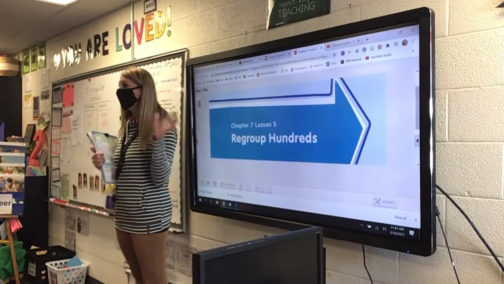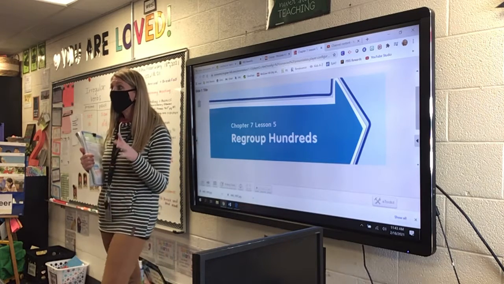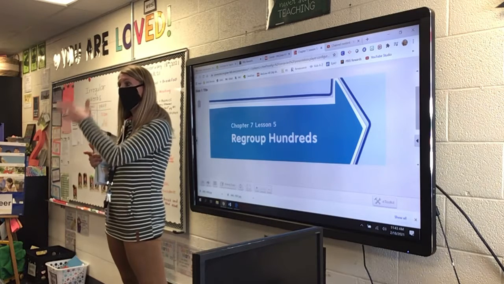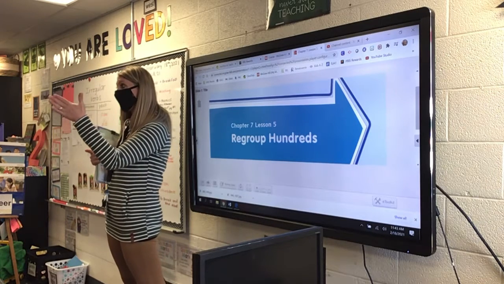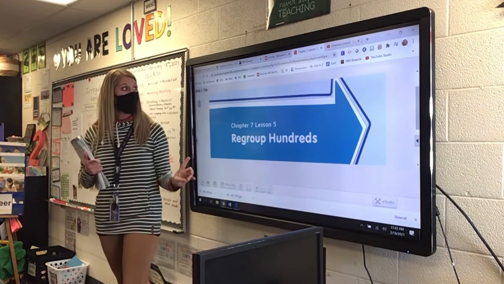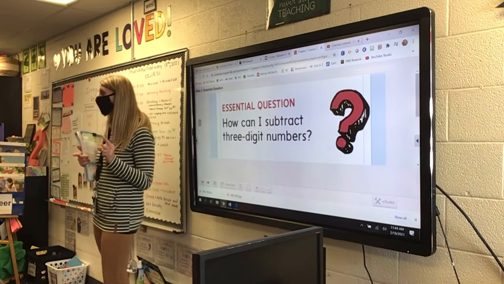Chapter 7. We're on lesson number 5, which is on regrouping hundreds. We have already learned how to regroup the ones. Well, really not the ones, but the ones go to the tens. Now today we're going to learn how to regroup the tens going into the hundreds. We're going to look at our essential question first, which is how can I subtract 3-digit numbers?